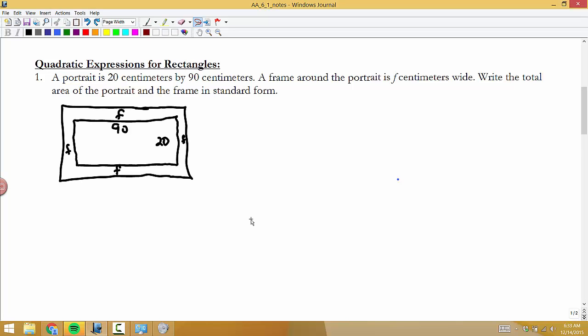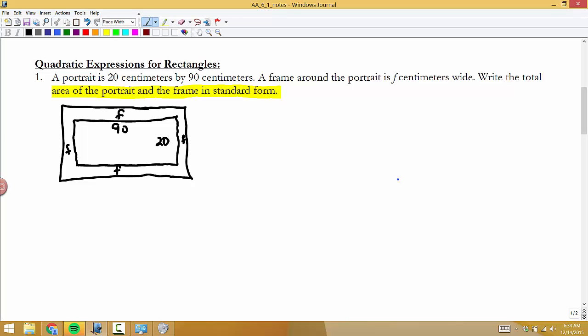Alright, so we have something that looks like this. Here's a picture in here. It's 20 by 90, and then I have this frame that's f centimeters wide all the way around the whole thing. So I put f on all 4 sides of that. So we have a rectangle that we're working with. And what we want to do here is find the total area of the portrait and the frame in standard form. So that means what we're going to end up with is a quadratic expression. So let's see if we can do that.